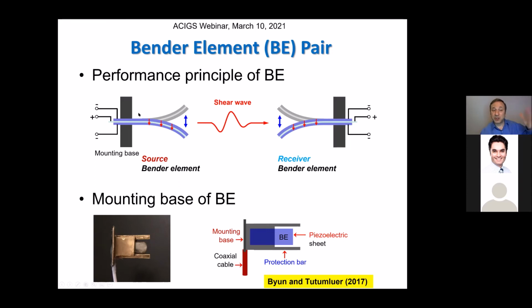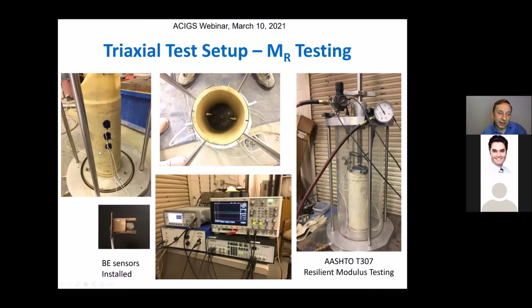It's almost like a fishtail, right? That's how it creates, in the medium it is buried in, a shear wave. The shear wave travels and is picked up by the receiver on the other end. So the two as a set work as the source of the wave and the receiver of the wave. The piezoelectric sheet is right here in this mounting base. That's a typical instrumentation we came up with for instrumenting a triaxial cell.